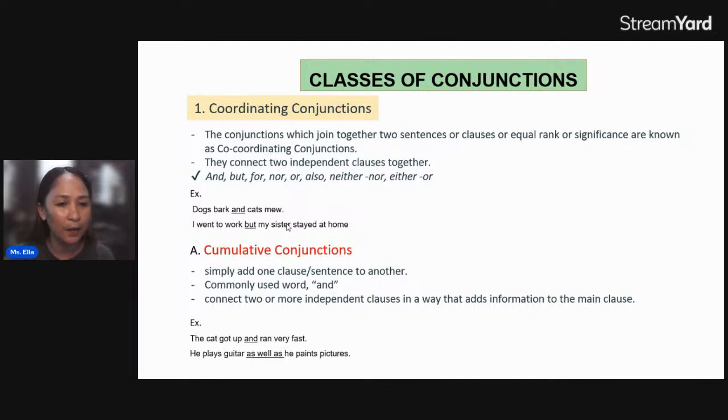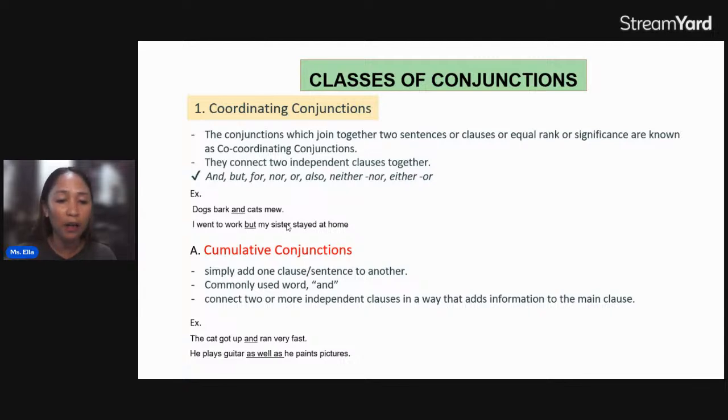All right. So, for example, the cat got up. That's it, right? That's our first sentence or first statement. The cat got up. Now we use the cumulative conjunction and to give more information about the cat: the cat got up and ran very fast. That means we give more information about the cat, like what did the cat do after he got up, right?